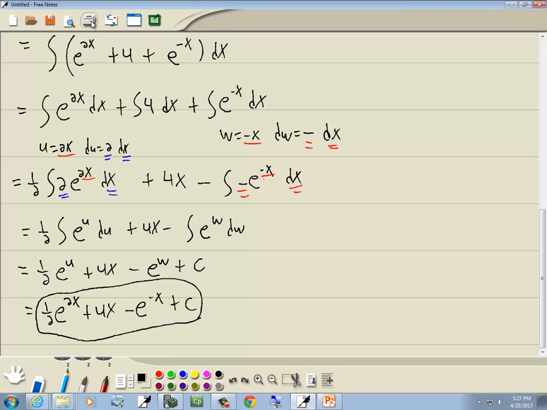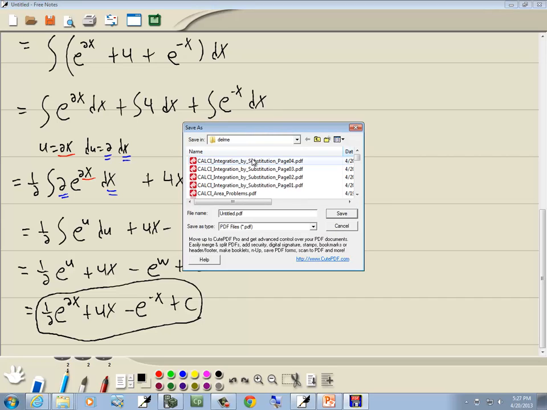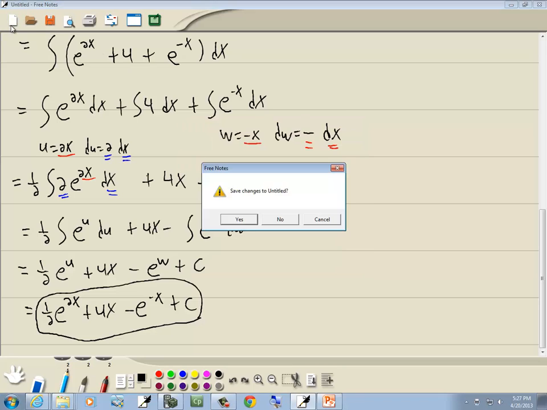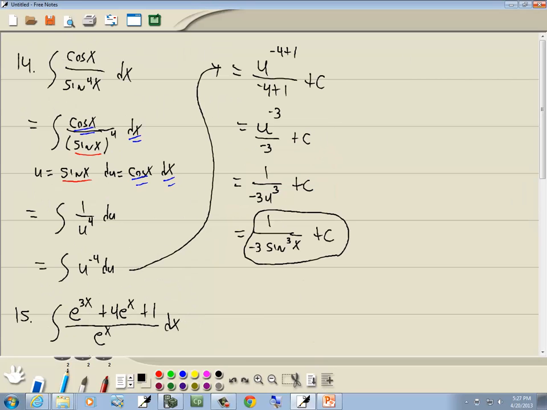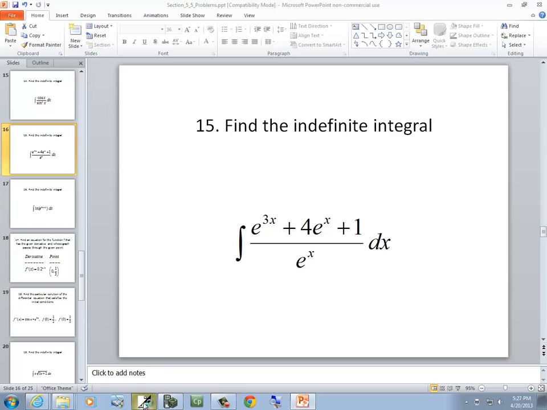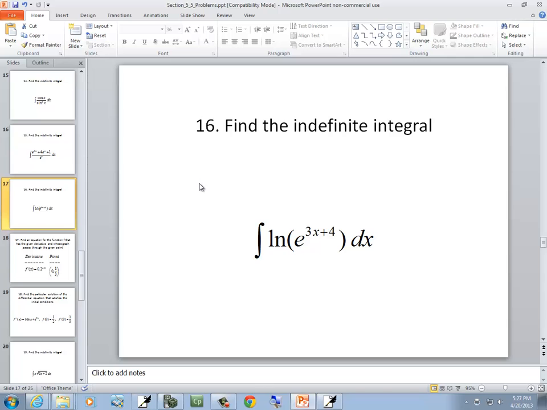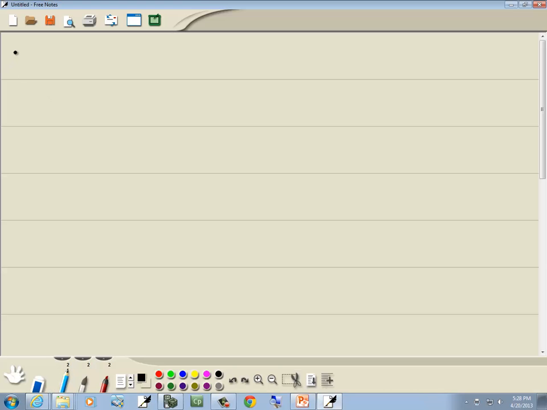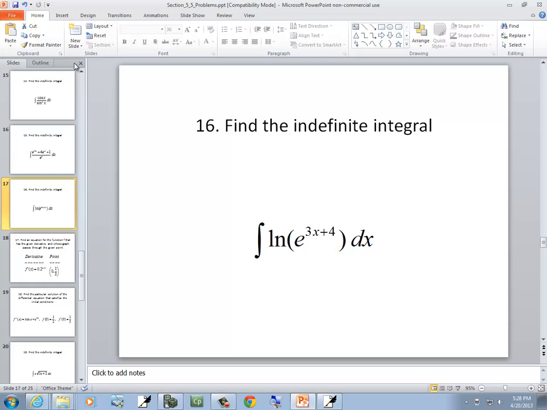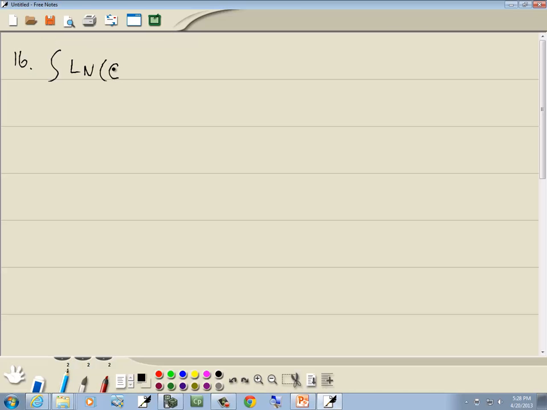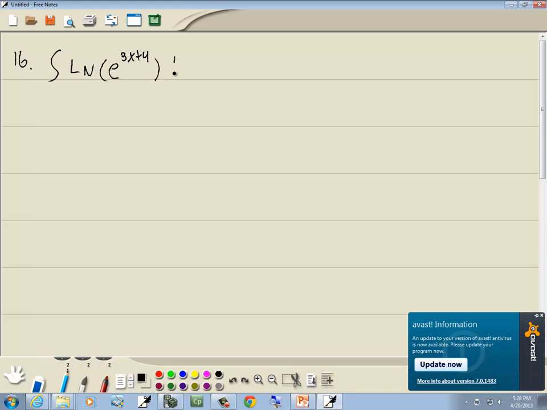So let's go ahead and save that. Okay, and let's find our next one. This one's kind of an easy one. We've got the integral of natural log of e to the 3x plus 4 dx.